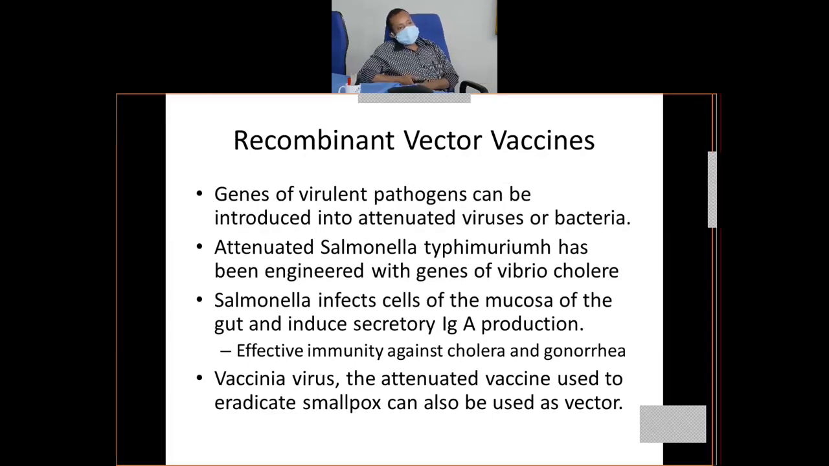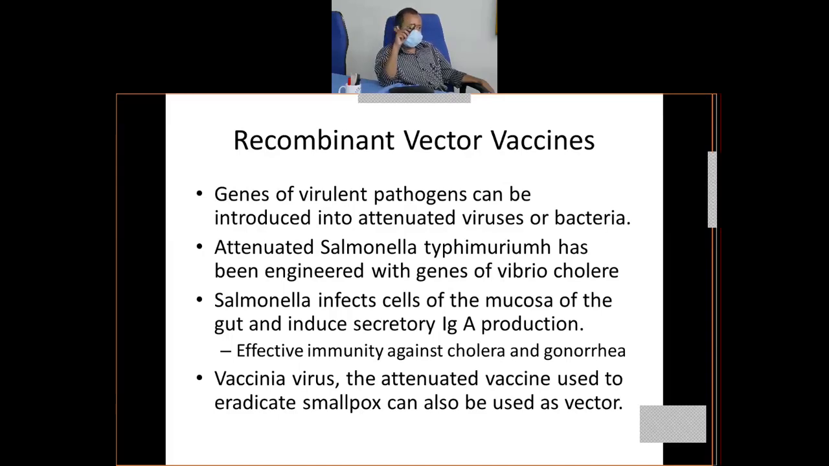Then recombinant vector vaccines. In the recombinant vector vaccine, we use some attenuated strain to carry the antigen of a particular virulent strain. Like in the book, you will find an attenuated strain of Salmonella typhimurium that has been engineered with genes from Vibrio cholerae. So Salmonella typhimurium is the attenuated strain, which means it cannot produce pathogenicity in human individuals. And if you engineer it with genes from Vibrio cholerae, it will be carrying the genes of Vibrio cholerae.